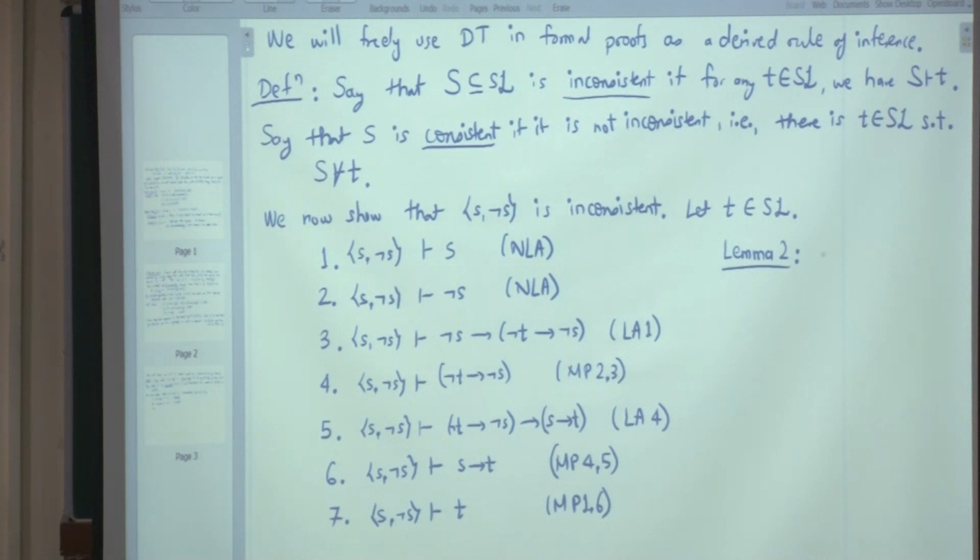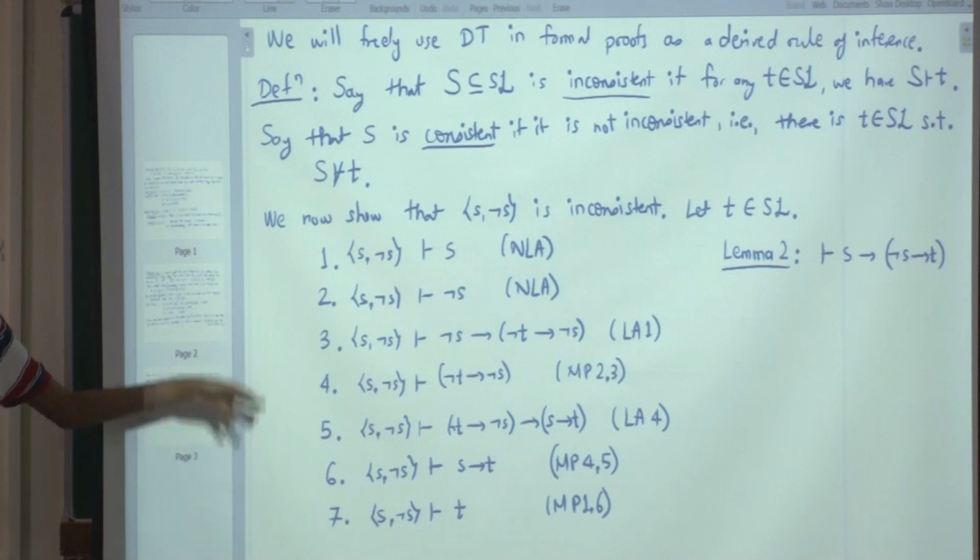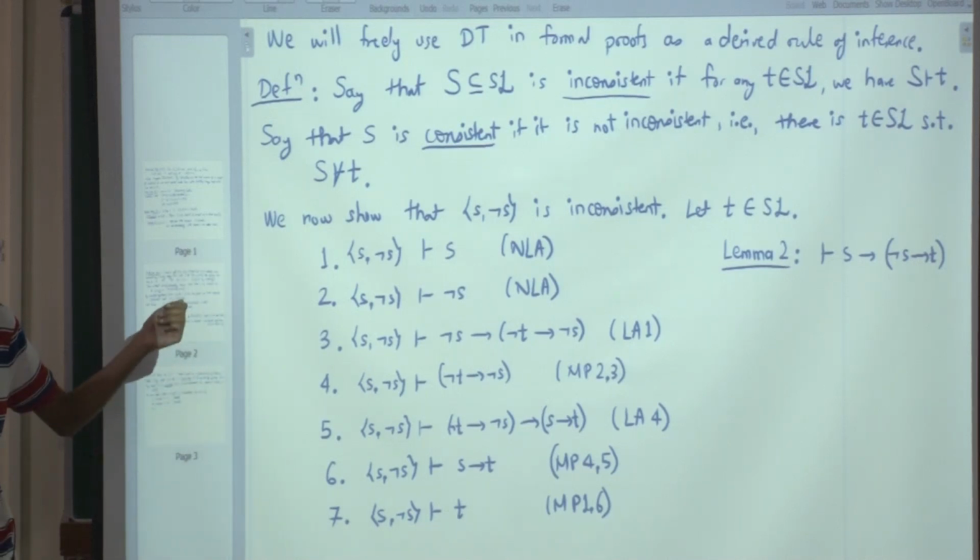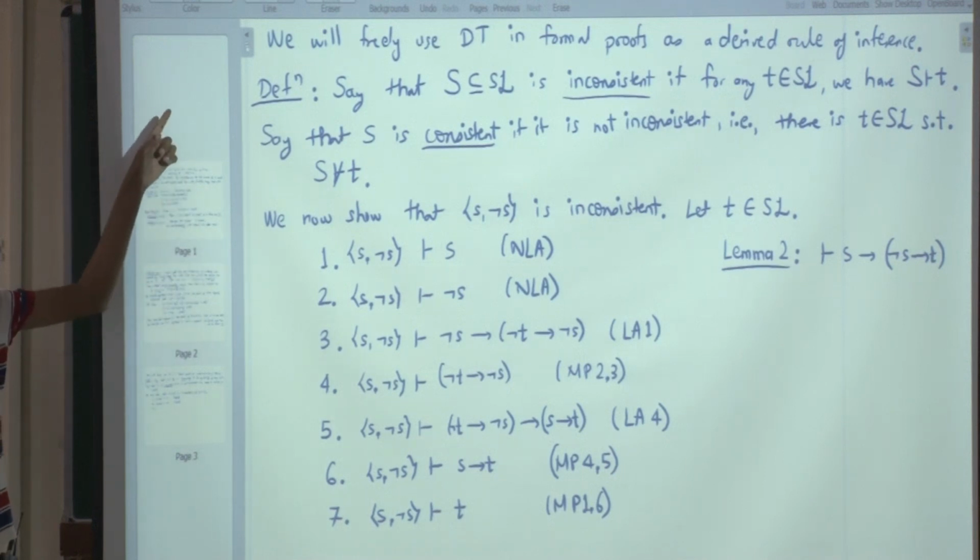Okay, so without any left hand side, I can prove that S implies negation S implies T. How do you do that? How do you prove lemma 2 from this? Look at the first line.